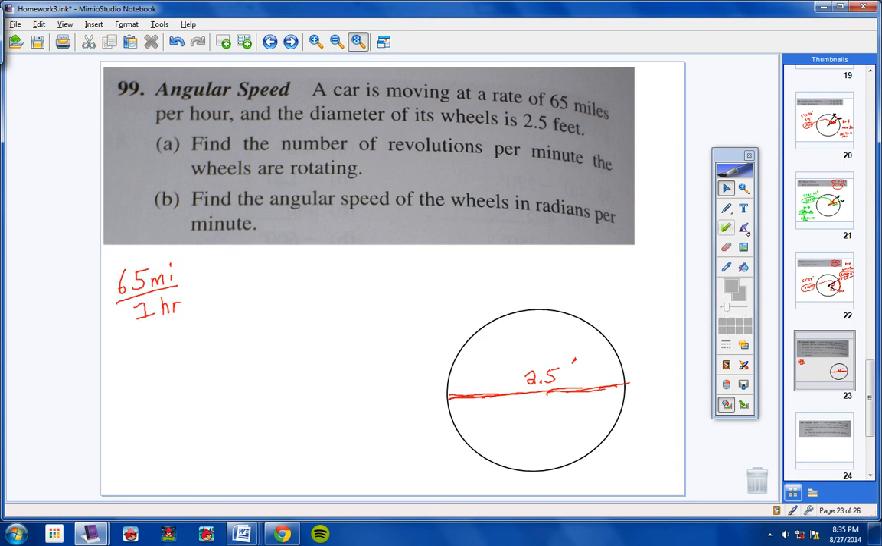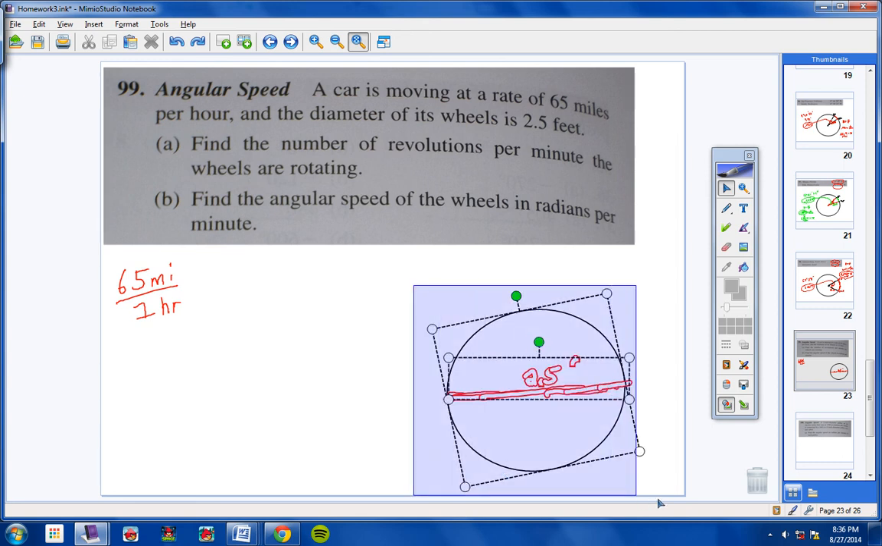Okay. Now, they want us to find the number of revolutions per minute. Now, students, think about it. There's no way I can find the number of revolutions per minute unless I know how much distance a revolution is. Let me show you what I mean. If this tire were to rotate like this, one whole revolution on the ground, so it started here. Let me do this real quick. I'm not sure if this will work. Let's try this real quick.